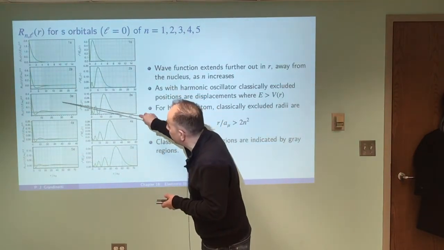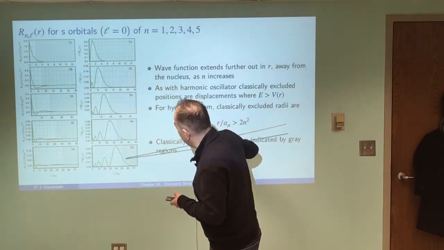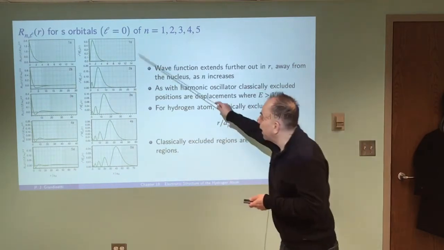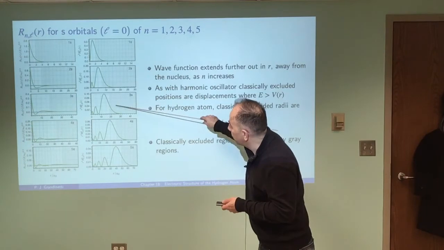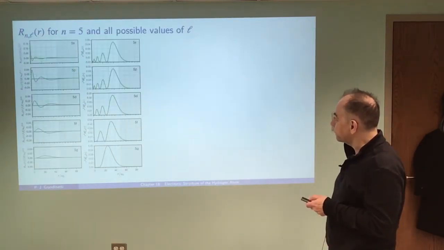You can see this in the plot. And you can see that the probability does extend quite a bit into the classically excluded regions. As you increase the n, there's pretty significant extension out there into that region.